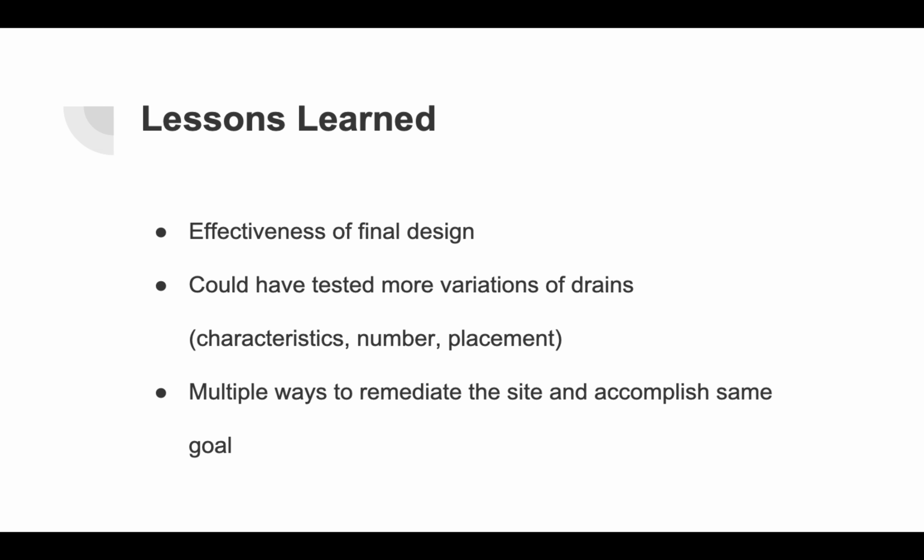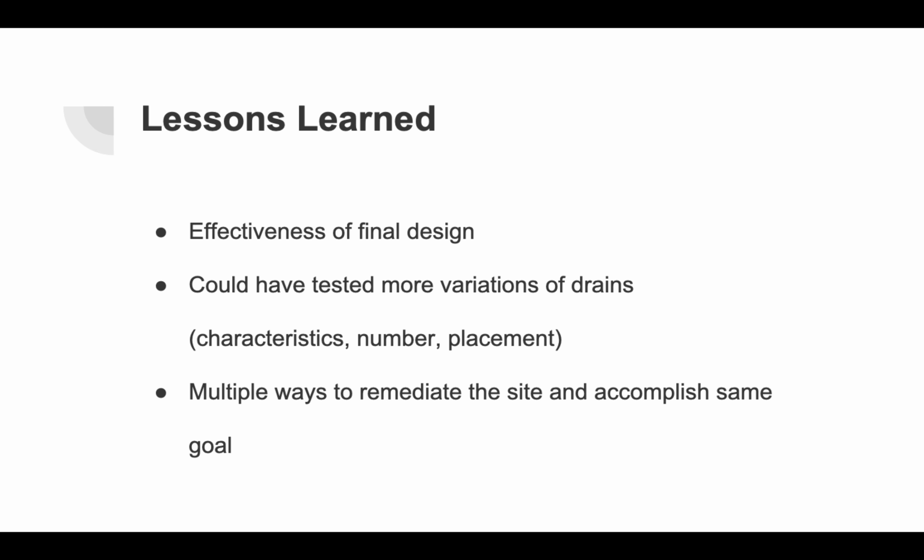Another thing that we learned is that we could have tested a few more variations of the drains. Like we did in alternatives D and F, we changed the drains, got rid of 3 of them, and changed the hydraulic connectivity of them. But other things we could have experimented with are the number of drains, the stage, and the hydraulic connectivity as well. We could have experimented with those and seen whether we could have gotten better results using drains.